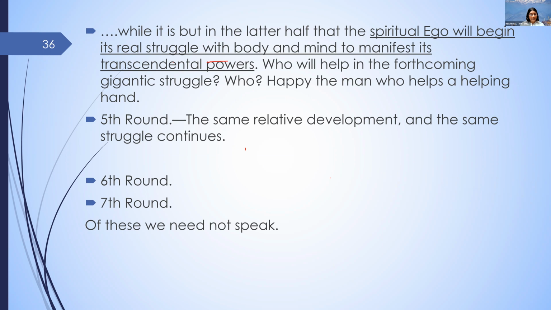Then in the 5th round, the same relative development and the same struggle continues. What Mahatma Ji is saying about the 5th round, we can get a clue because he mentioned that Plato and Confucius were the 5th rounders. So people will be more and more of such higher nature, like those men. And the 6th and 7th round, about these, we need not speak. This is what Mahatma Ji mentioned in the letter. But still, we can have some clue about this.